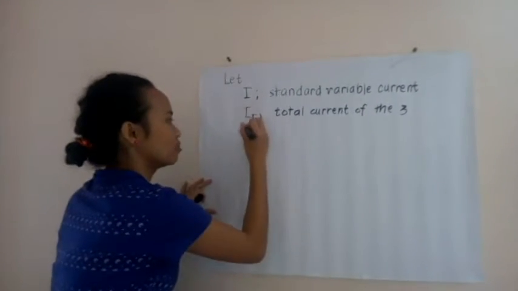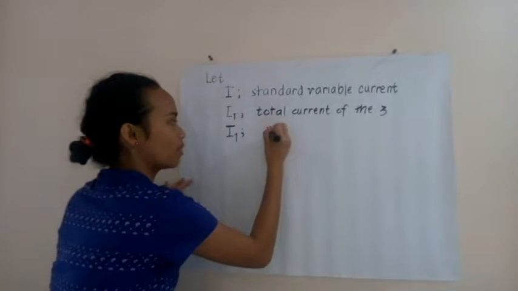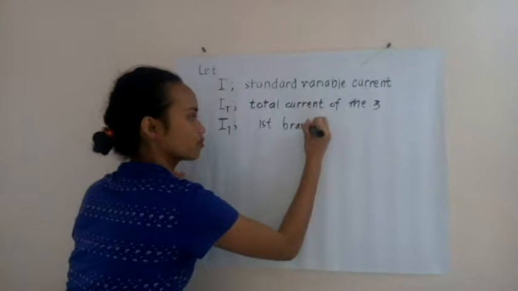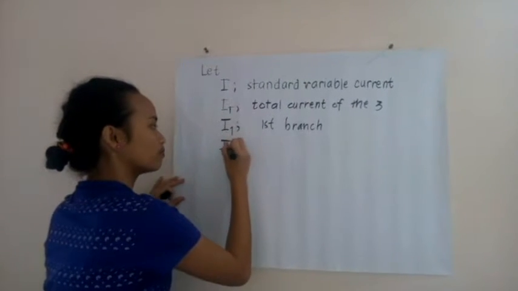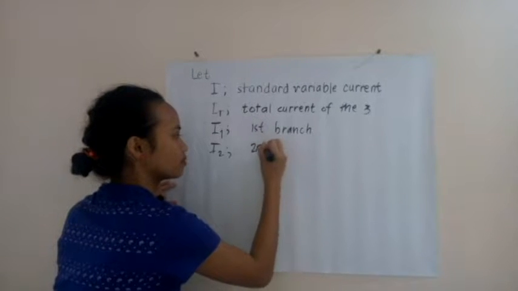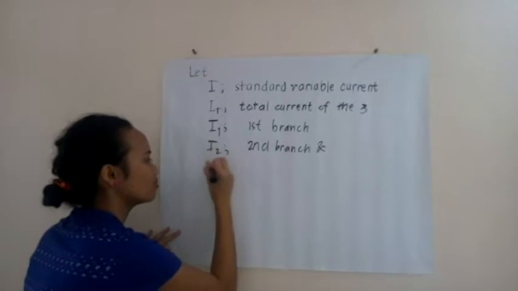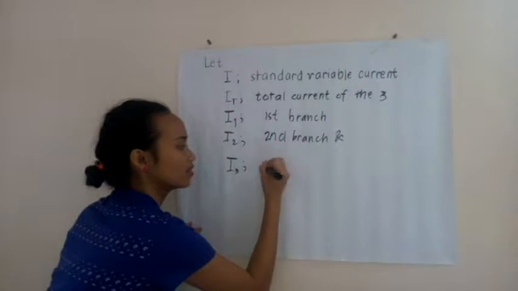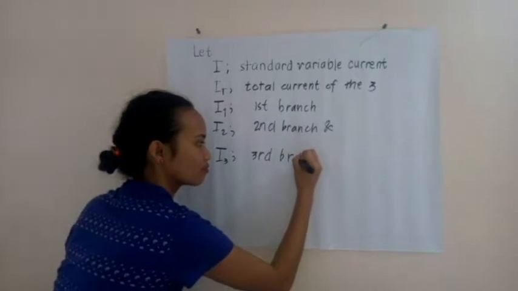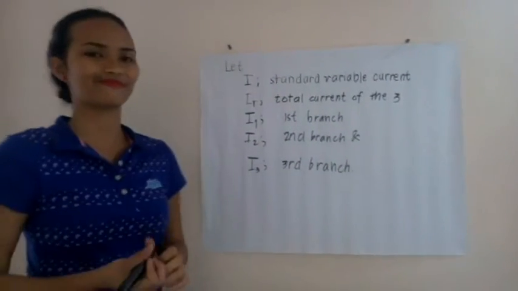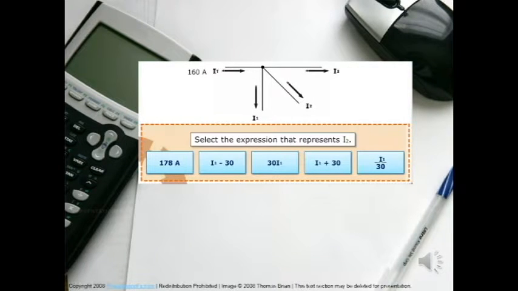I sub 1 for the first branch, I sub 2 for the second branch, and I sub 3 as the third branch. Try to select the expression that represents I sub 2. Remember that the second branch carries 30 amps more current than the first. Thus, I sub 2 expression is I sub 2 equals I sub 1 plus 30.